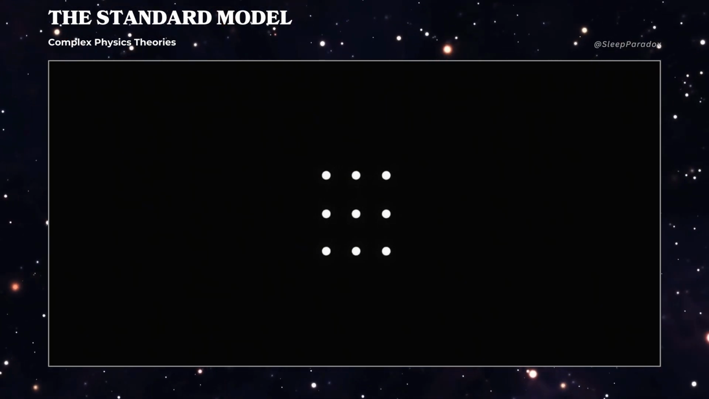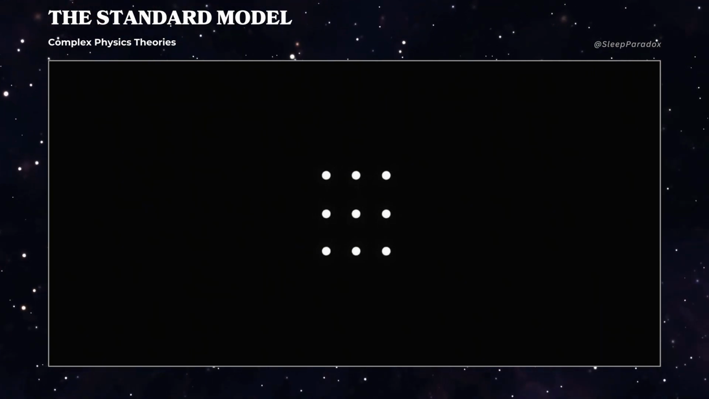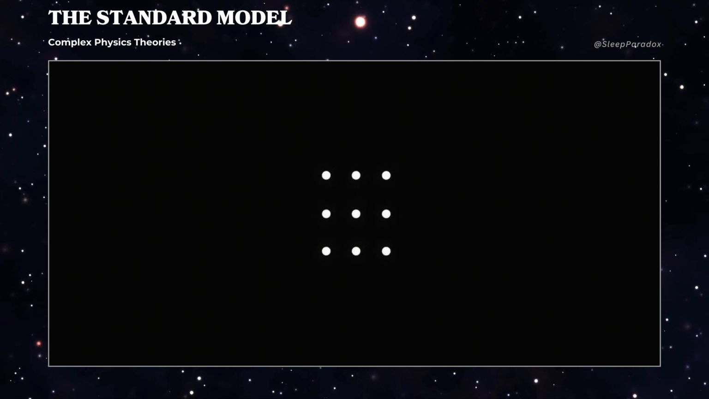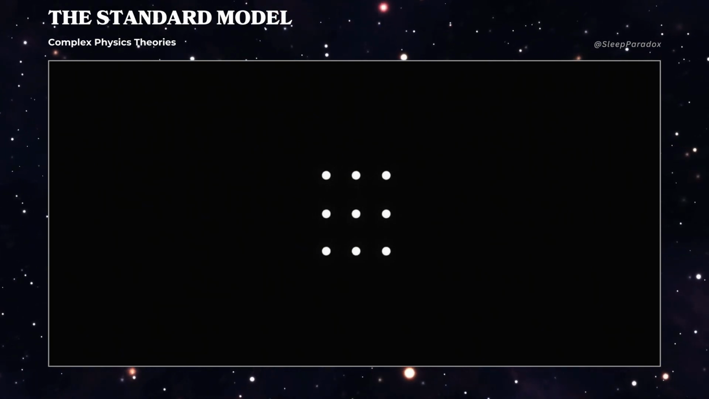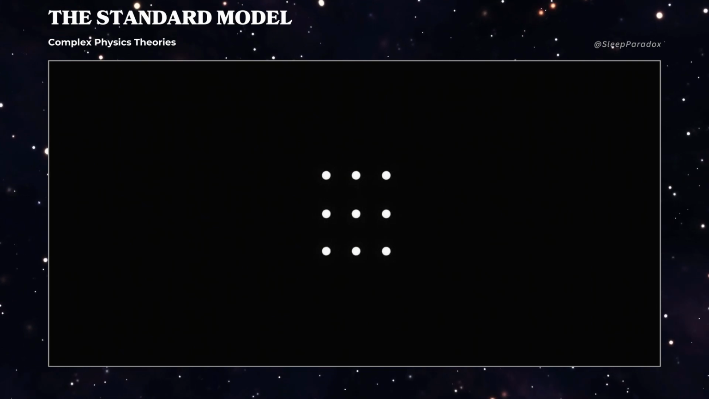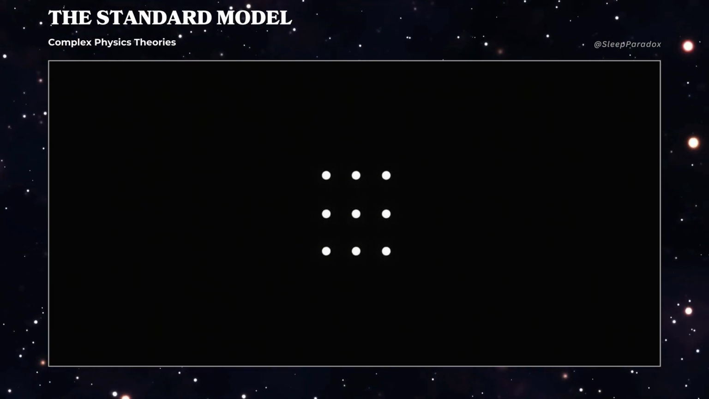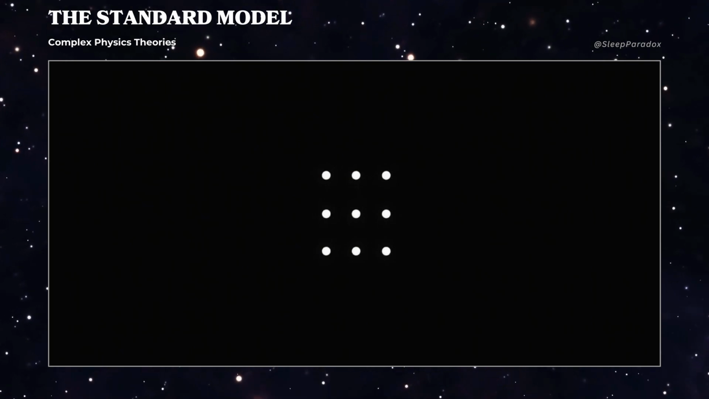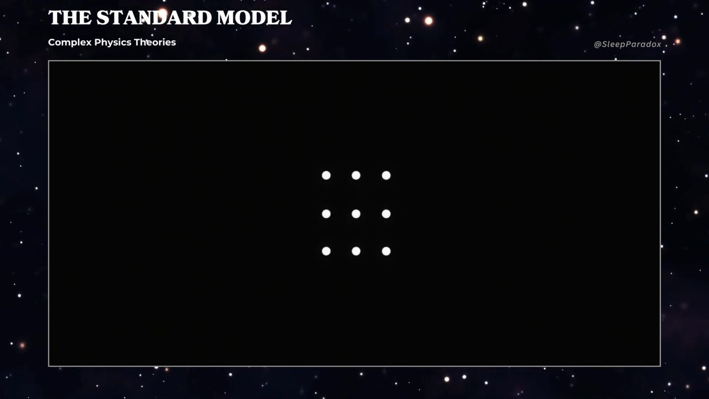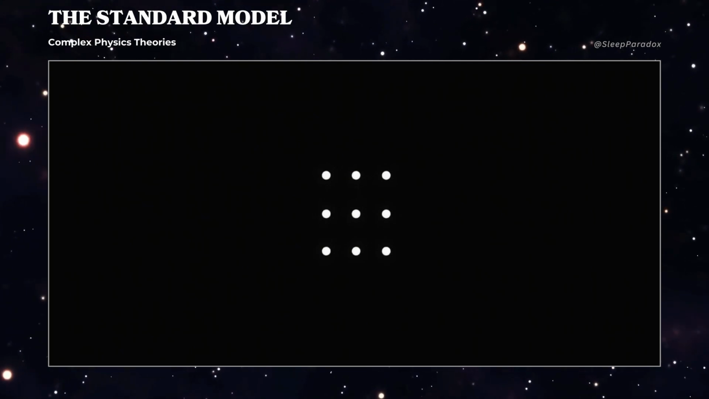The Standard Model has been tested countless times in experiments, especially in particle accelerators like the Large Hadron Collider. These machines smash particles together at incredibly high speeds, recreating the conditions of the early universe. The debris from those collisions reveals the behavior of particles at the most fundamental level. Time after time, the predictions of the Standard Model have matched the results with extraordinary precision.